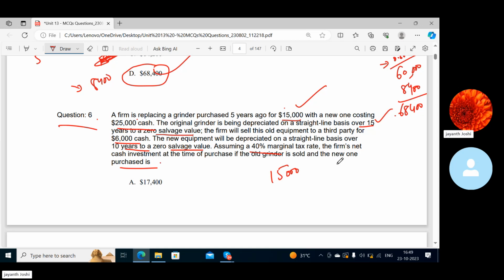Old one they are selling and new one they are purchasing. So I think 5 years is the time they are speaking about today, right? 5 years ago they bought it for 15,000 and the new one is costing 25,000. So they are speaking about the fifth year. Am I right? They are buying and they are selling, correct?